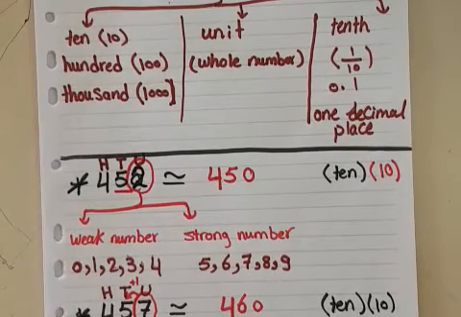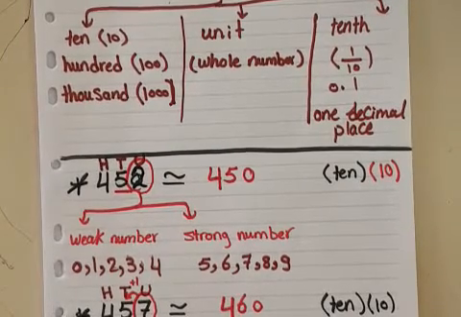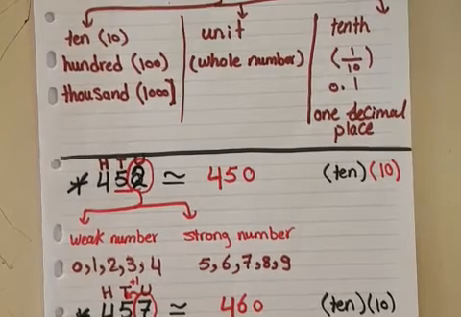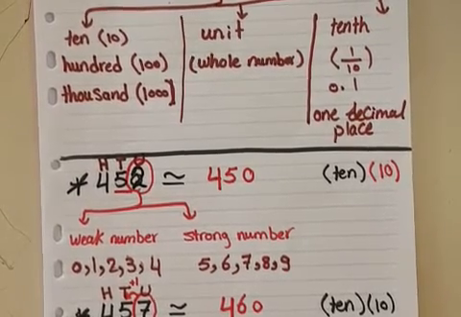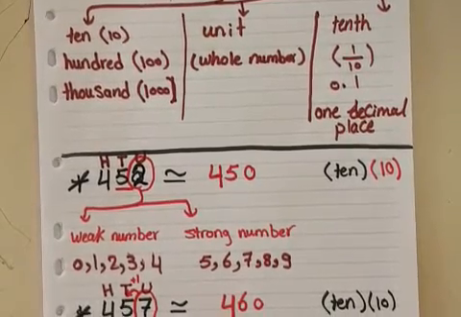Okay, so 999 approximated to the nearest 10. Underline the 10, circle the next digit. The next digit is weak or strong? It's strong. So add 1 to the previous digit. So 9 plus 1, replace this 9 with 0. 9 plus 1 equals 10, 0 and carry up 1. 1 plus 9 equals 10. So the answer is going to be 1,000.